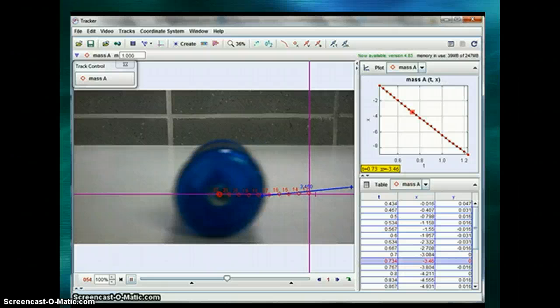The clip starts slightly before the origin of the system is reached, and data is collected once this origin is reached at time t equals 0.43 seconds. The sharpener travels in the negative x direction according to my axis. As the sharpener rolls, it maintains a constant speed.